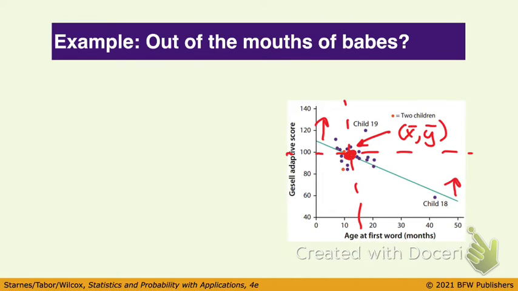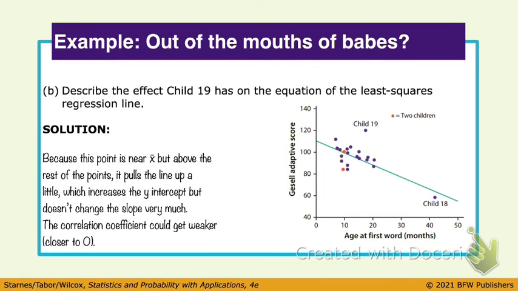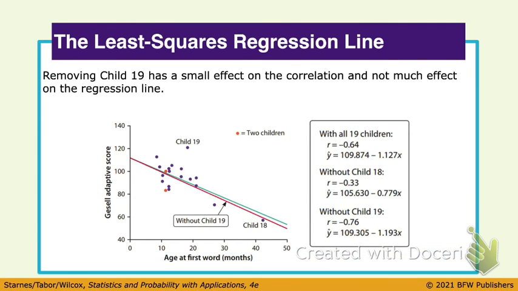The correlation, however, would be weaker because this child's outside of the scatter of the data. So here's that visual on this one. Without that child, the correlation got stronger. So with the child, the correlation got weaker.